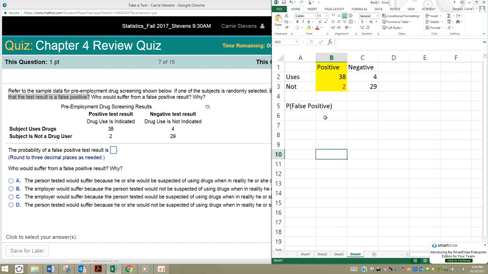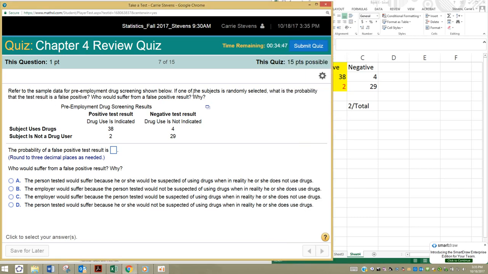All right, so then my answer is going to be 2 people out of the total in the entire sample. Now I did highlight the positives, but I cannot narrow down my sample to positives because there is nothing in here that says that I'm guaranteed to be selecting just from the pool of positive test results, right? This is not a given type of question.